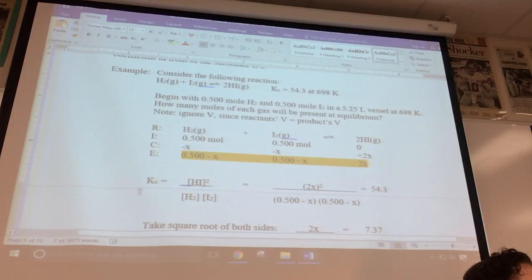Shown right here is your KC expression. Products on top, so you have 2x in parentheses squared, because 2x in parentheses squared is equal to 4x squared. If you just write 2x squared, that's 2x squared, so be careful there. The KC was given, and each of these go in the denominator of the fraction.